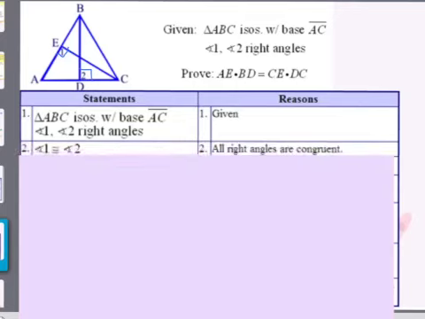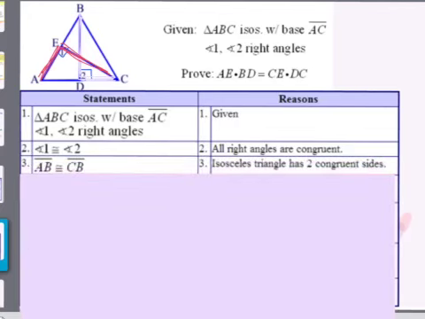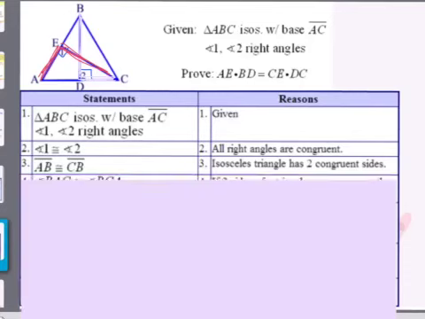Now our second statement is going to be that angle 1 is congruent to angle 2 because all right angles are congruent. Now we're trying to show that AE over BD is in proportion to CE over DC. So we're looking at triangles BDC and CEA. Well, we can say that AB is congruent to CB because an isosceles triangle has two congruent sides, or legs.